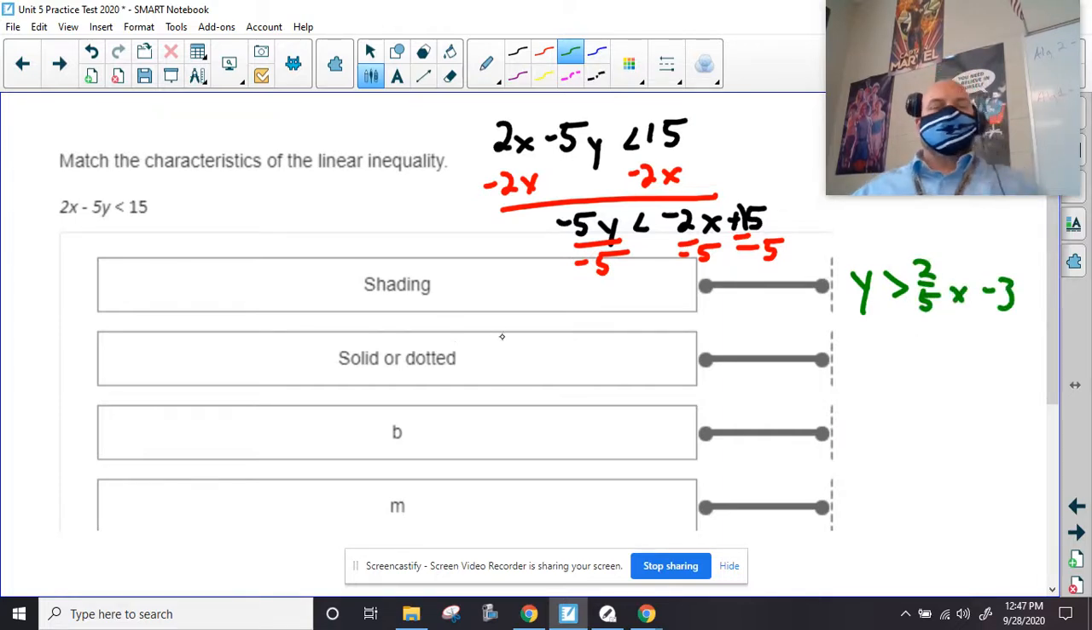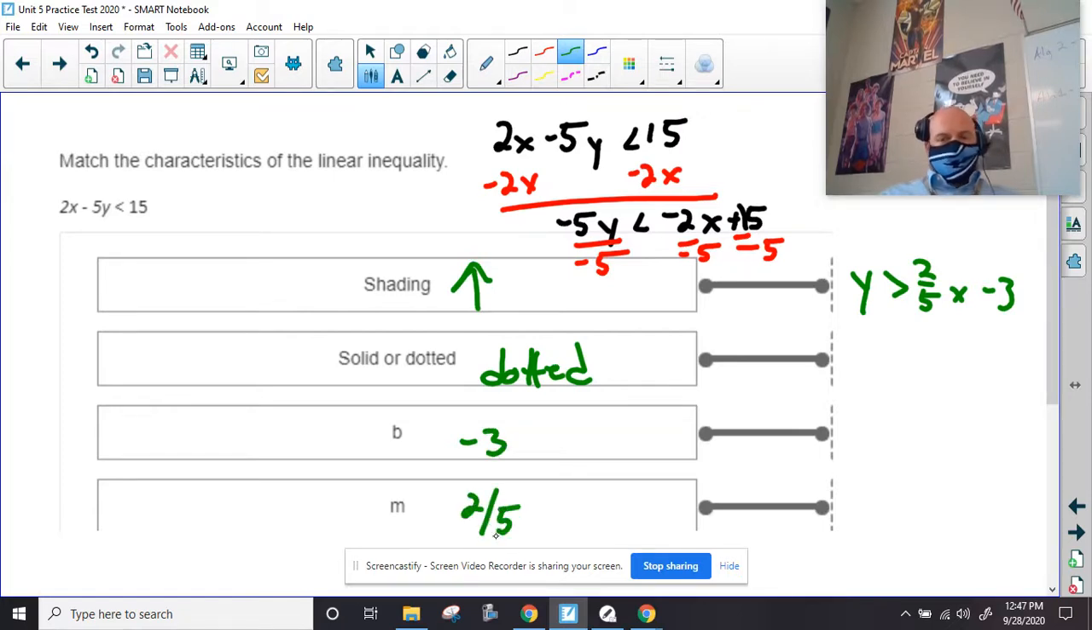All right. Shading, is it going to go above or below? Above. It's going to go up because the y is being eaten. Y is greater than this time. Solid or dotted? Dotted. Okay. What is our b? Negative 3. And our m is 2/5. Awesome.